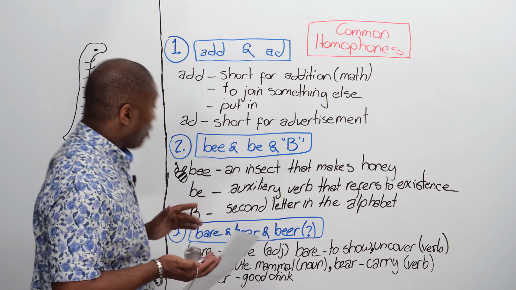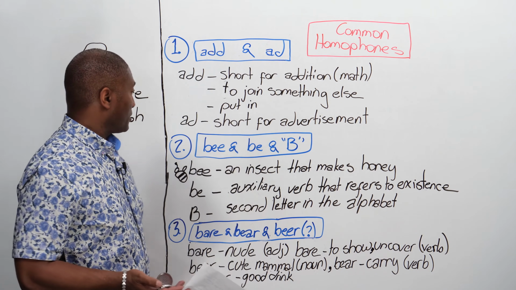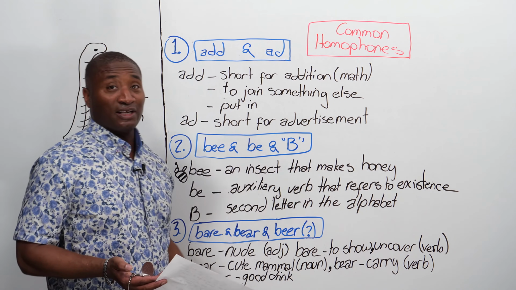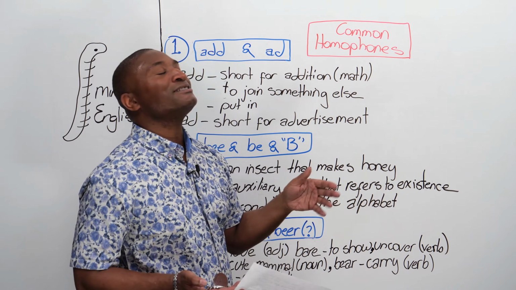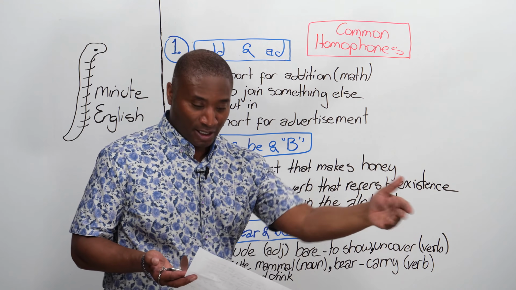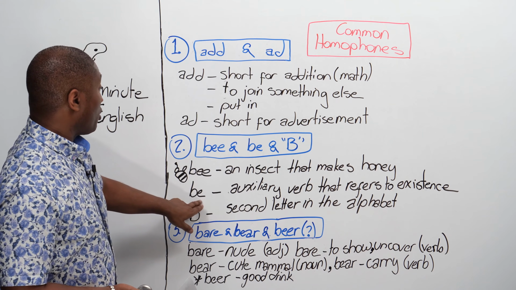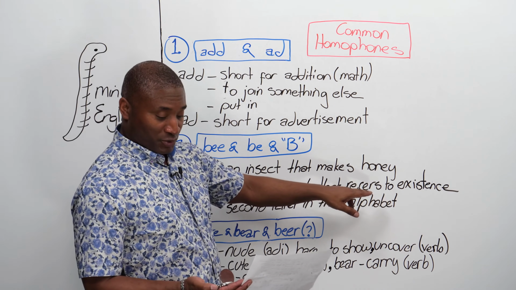And go. Okay, so bee and be. Bee is an insect that makes honey, and it hums while it's working. You know, bzzz, it's like a bee singing. Bzzz, I'm so happy making honey in my hive. Bee, insect. Number 1, be, auxiliary verb used to refer to existence.